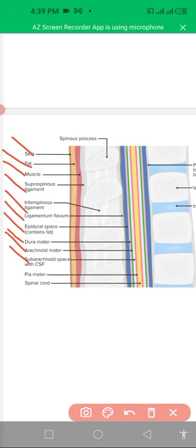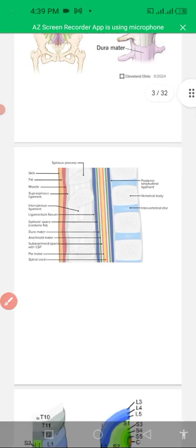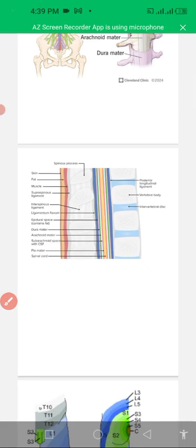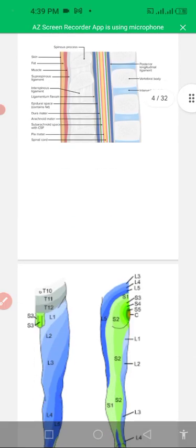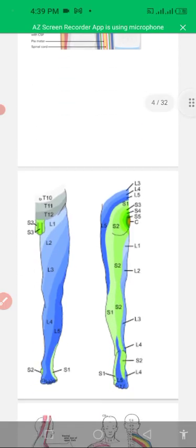So we have to aspirate first and then insert the spinal anesthetic agent. So this is a very important thing that one has to keep in mind, the structures that are pierced by the needle while performing a spinal tap.